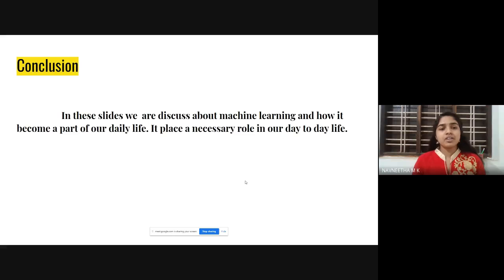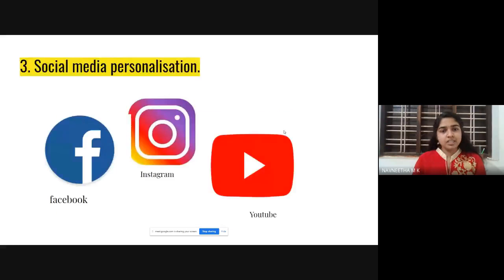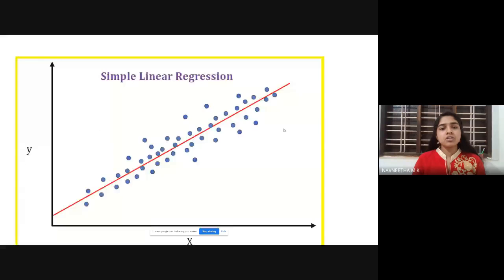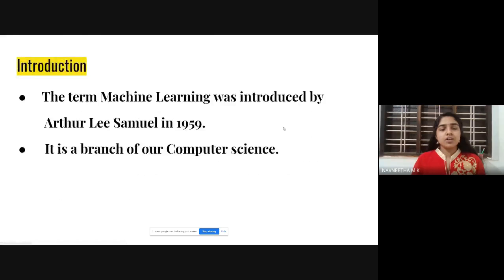Now, today we will conclude this machine learning topic. We will go over what we discussed earlier. First, we discussed these contents, then the introduction of machine learning. Who introduced machine learning? Anyone?